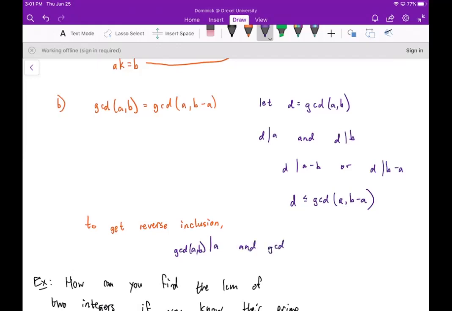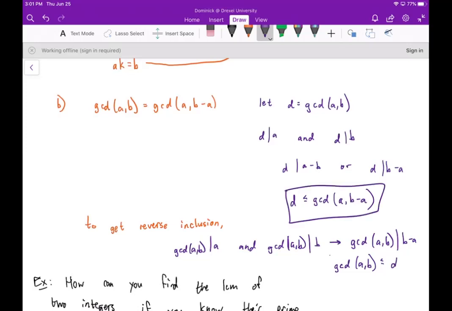and the GCD of A and B, of course, divides B, right? So this tells us that the GCD of A and B divides B minus A. And of course, if we have D then this is less than or equal to D because D also divides A and B as well. So now these two things together prove that the GCD of A and B, in fact, is D.